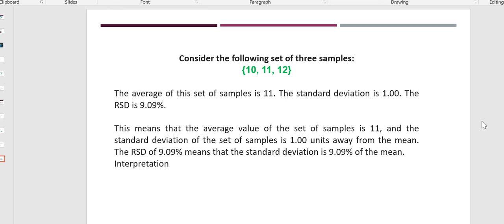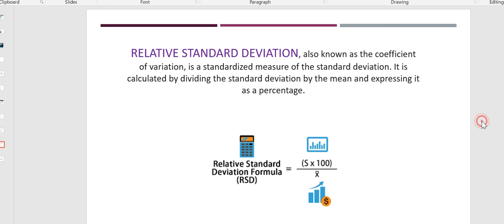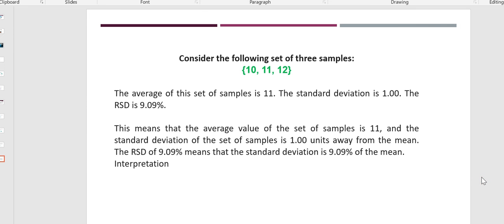Okay, so this is basically the interpretation of average and standard deviation. So what about RSD? For this data set, we can use this formula: if we divide the standard deviation by the mean and then multiply by 100, the result comes out to be 9.09%. So it means that the standard deviation is 9% of the mean. Okay, so 9.09, you can simply say it is nearly close to 10.